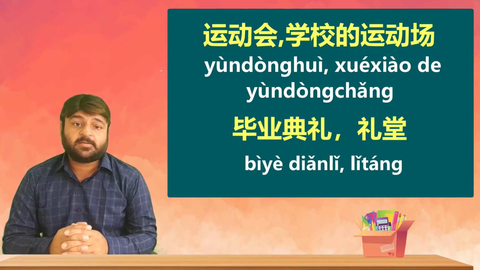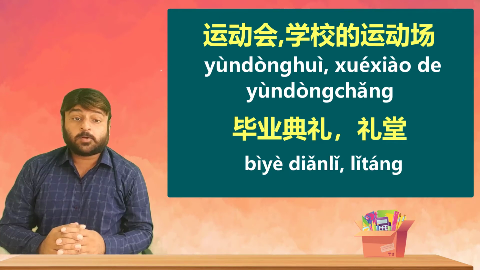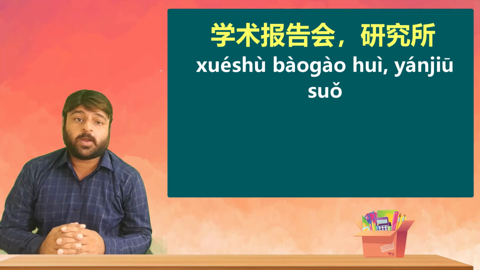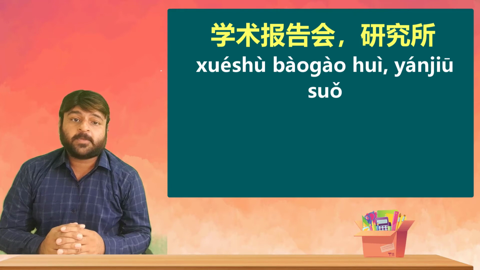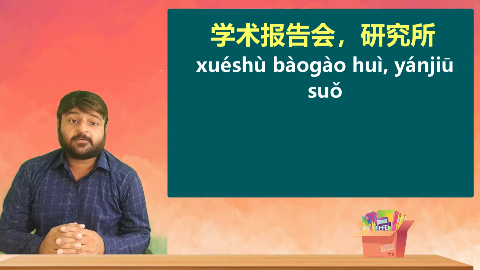毕业典礼, dianli is a ceremony, graduation ceremony. Where is the graduation ceremony being held? 礼堂, auditorium. Where is the graduation ceremony being held? The graduation ceremony is being held in the auditorium. Moving on to the next set of words to make changes. 学术报告会. 学术 is academic. 报告 report. 会 meeting. Academic meeting. 研究所 research institute. Where is the academic meeting being held? The academic meeting is being held at the research institute.